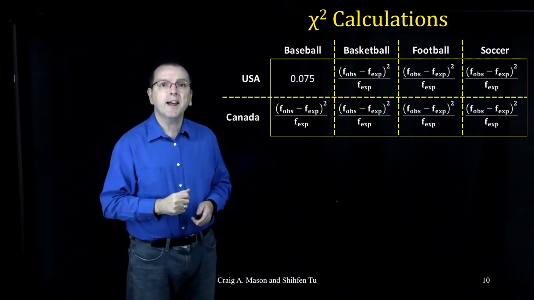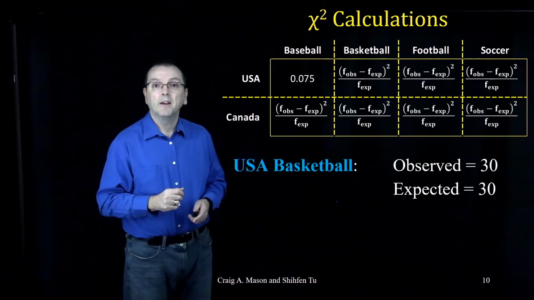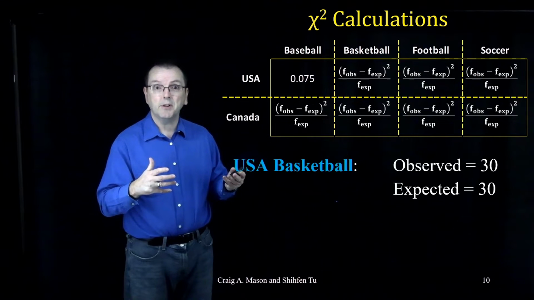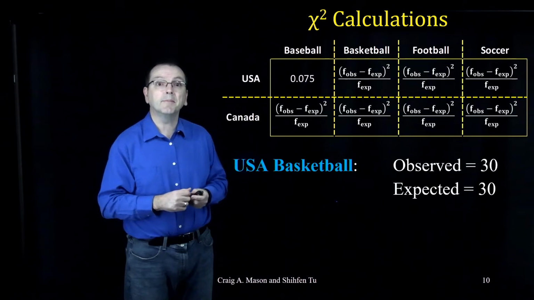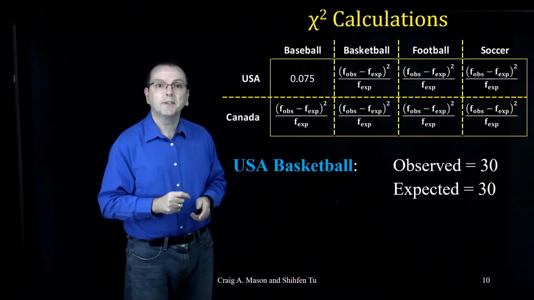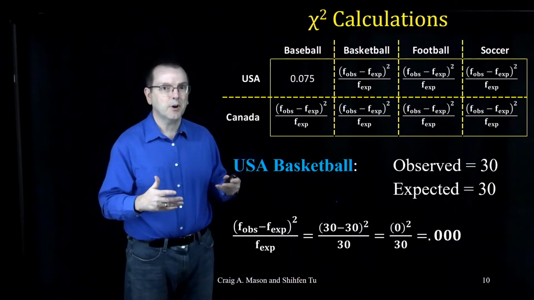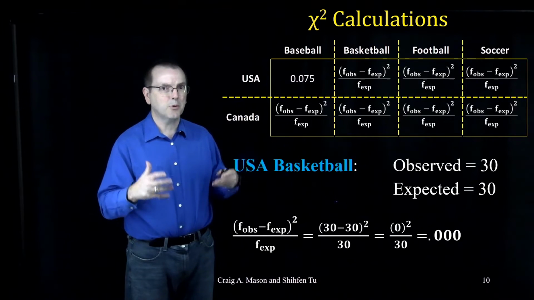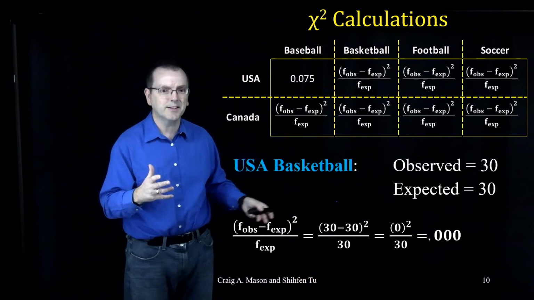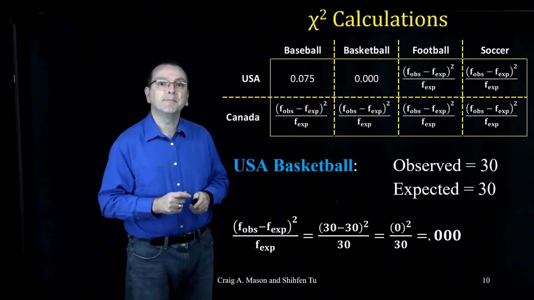Now, let's move on to the next one. Those in the US whose favorite sport is basketball. We observed 30 people, and we expected 30 people if sports and nationality are independent. So look what happens when we calculate the value for that cell. It's just 30 minus 30, which is 0, right? We square that 0, it's still 0, and we divide by 30, and it's still 0. So let's put that up in its cell.